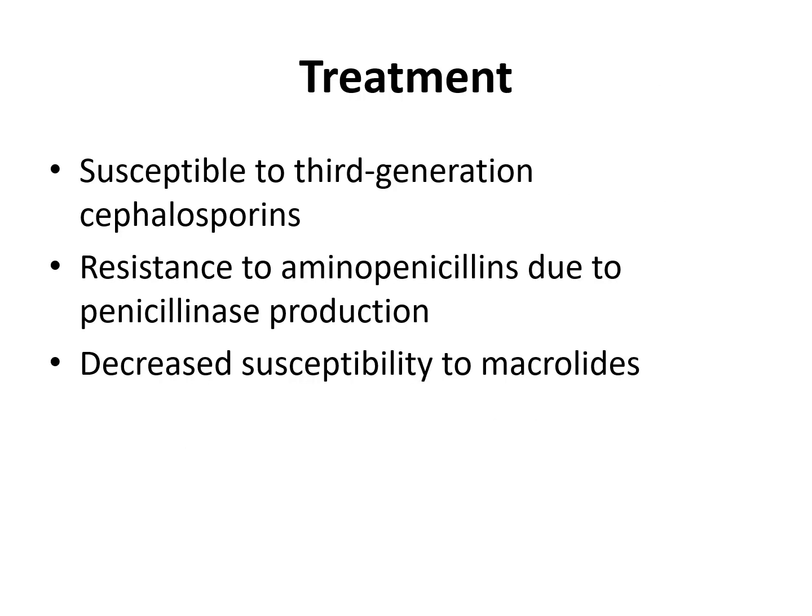What about treatment? Haemophilus influenzae is generally susceptible to third-generation cephalosporins, which are often used for severe infections like meningitis. However, it's important to know that resistance to aminopenicillins like ampicillin is common. This is usually due to the production of the enzyme penicillinase. There is also a noted decreased susceptibility to macrolides.